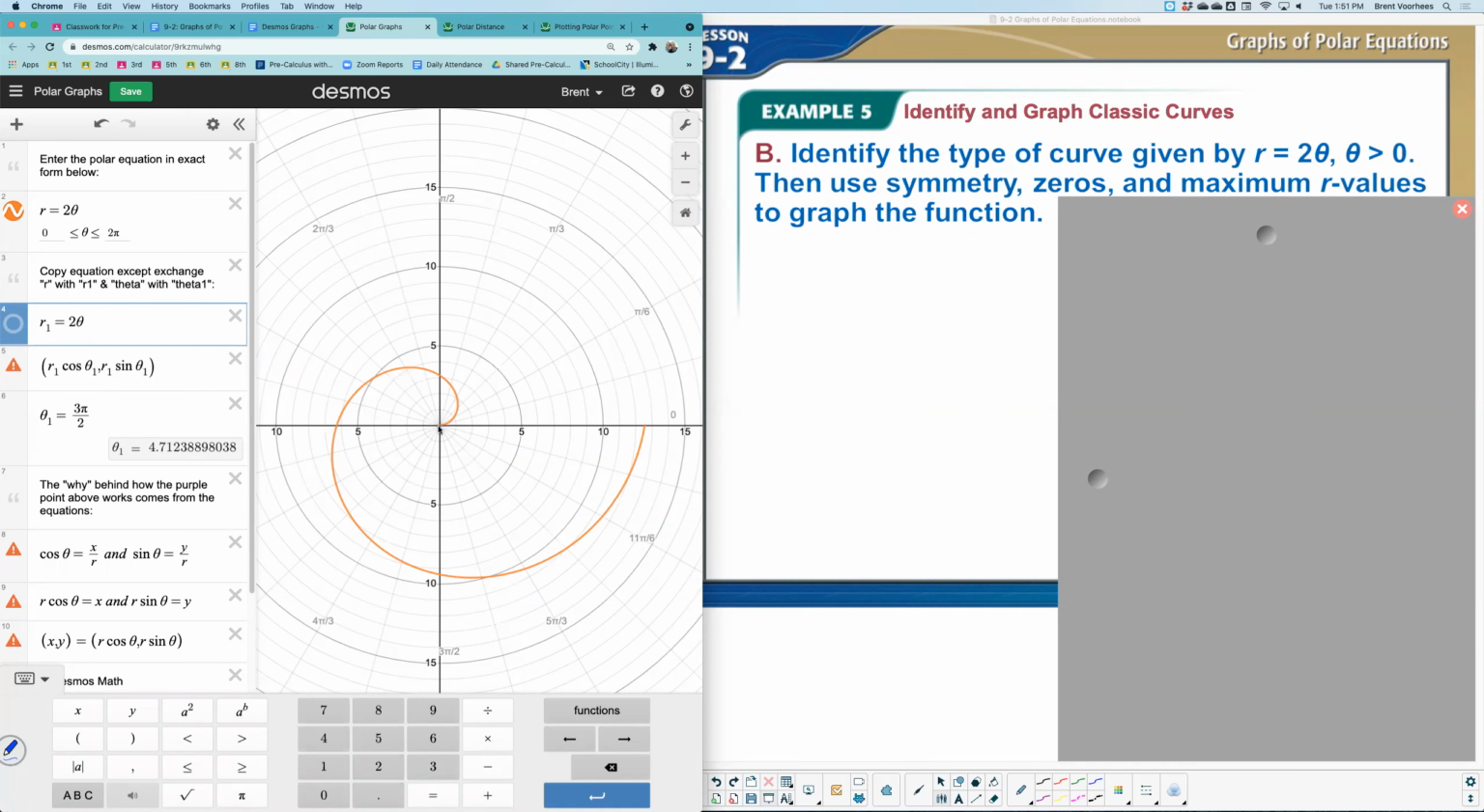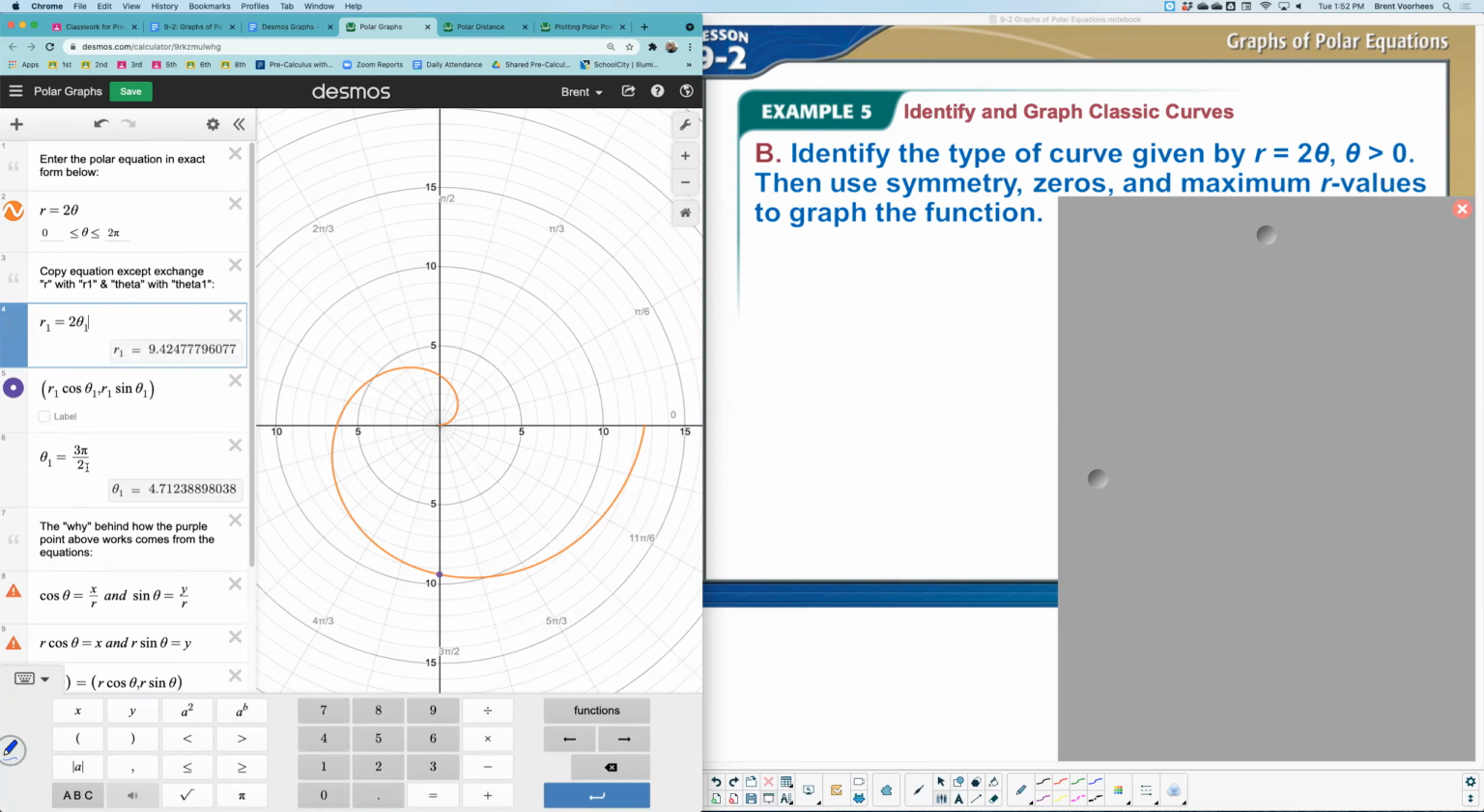So as you start at 0, 2 times 0 is 0. But here I have listed, oh, I need to put the 1 there. If theta is 3 pi over 2, that's this decimal, 4.7. Notice the R is just twice that. That's all that's happening. So the distance from the origin is 9.42, as you can see right there.